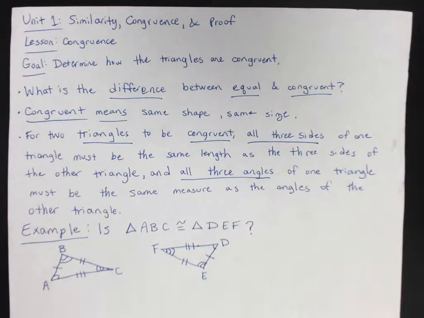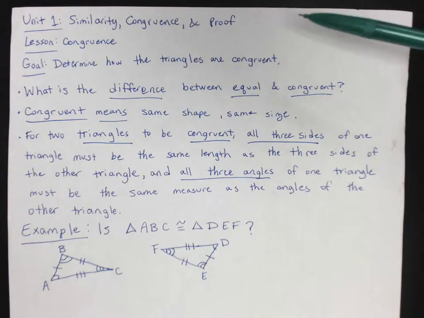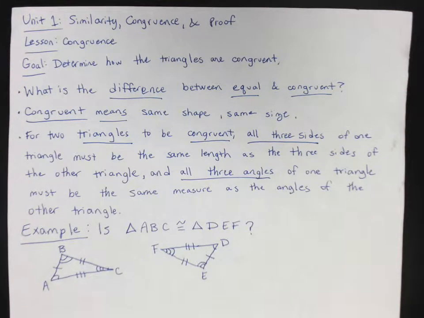In class, we'll be talking about congruence today. Notice we've started Unit 1, which is similarity, congruence, and proof. We'll be talking about congruence and basically only congruence today. A little bit of proof, not really similarity. Our goal today will be to determine how the triangles are congruent.